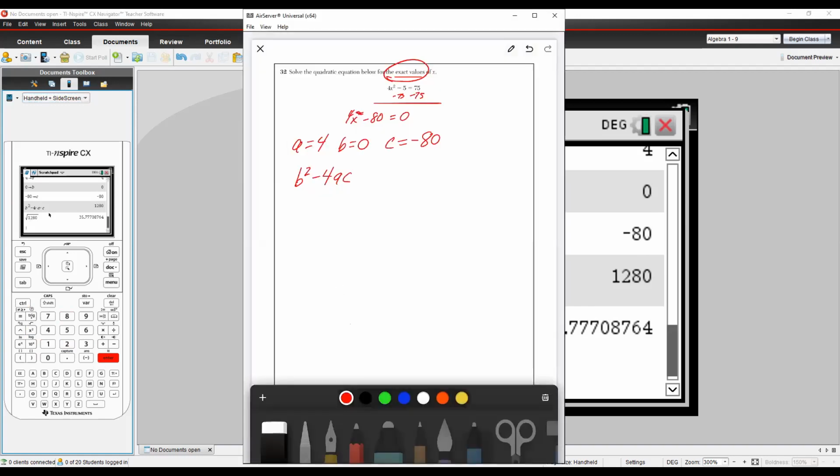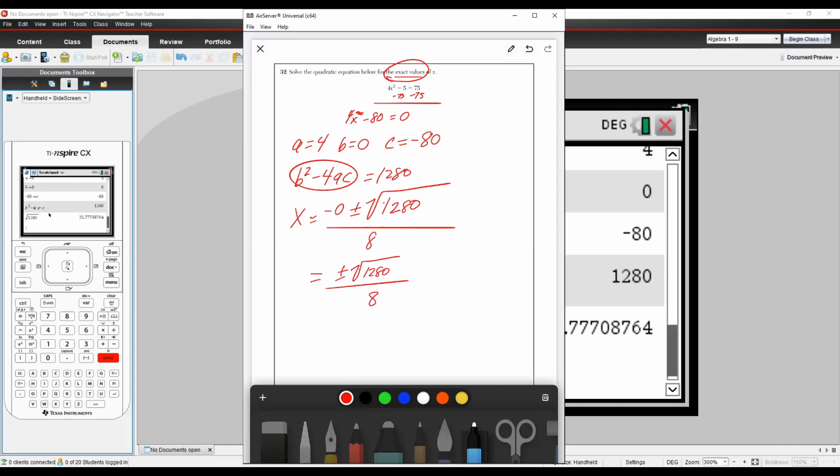So if we go back to my answer sheet, here's what we're going to have. We're going to have x is equal to b, which is 0, plus or minus. And then inside of here, that's this part, which we said is 1280. So we're going to put 1280 in there, and we're not going to calculate it because we don't want decimals. And then at the very bottom is going to be 2 times 4, which is going to be 8. So your final answer should be something like this, plus or minus the square root of 1280 over 8.